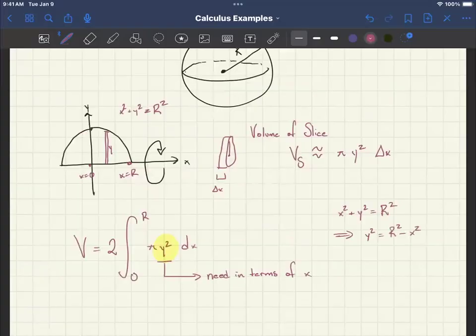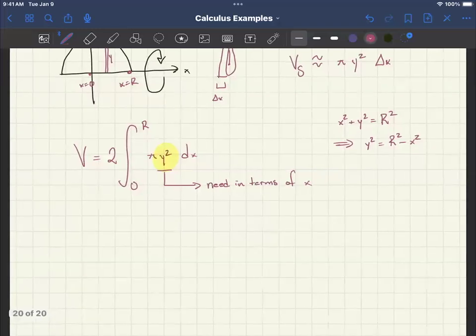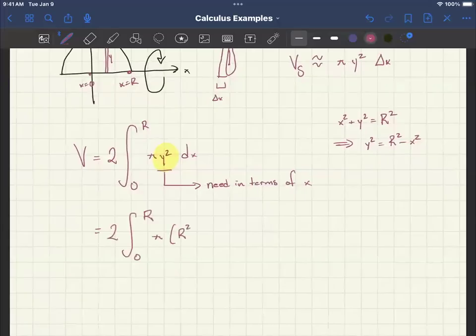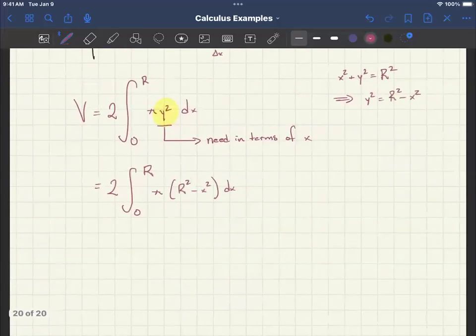So the equation for a circle is something that is very useful in Calc 2. I highly recommend that you know that equation. It's not that hard and it's super duper useful. So instead of y squared, we're going to put capital R squared minus x squared dx. The pi can actually come on the outside of our integral because it is a constant, so we can just yank that out. R squared minus x squared dx.